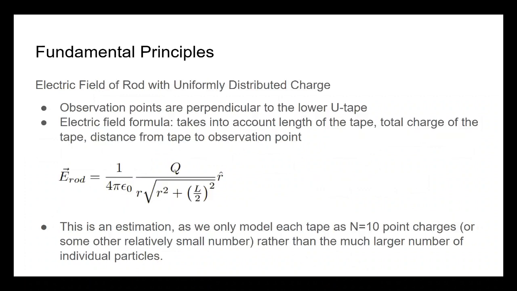This time we also have an electric field of a rod with uniformly distributed charge. Observation points are taken to be perpendicular to the lower U-tape. And the electric field formula takes into account the length of the tape, the total charge of the tape, and the distance from the tape to the observation point. And that formula can be seen here. Just note that this is an estimation because we only model each tape as some finite number of point charges. While the actual number of point charges on the tape is technically finite, it's much higher than what we're modeling it as. In my case, 10 point charges or 20 or 30.